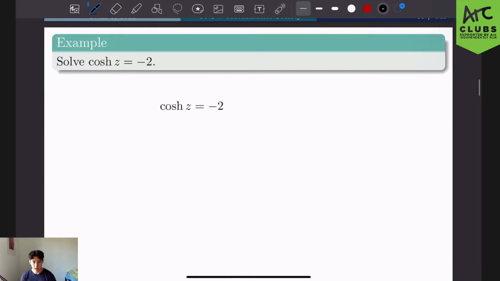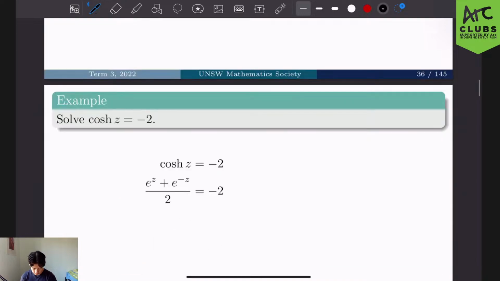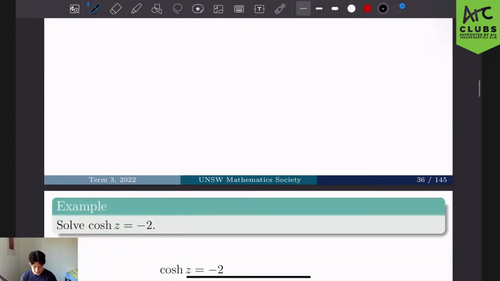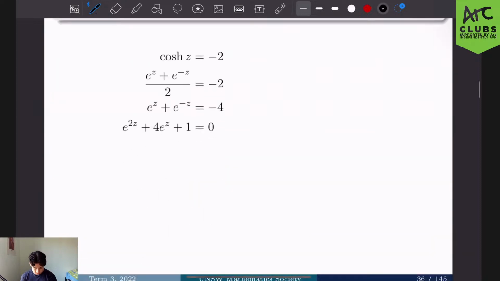Yep. Okay, so we've got an example here: solving cosh of z is equal to -2. This is going to be complex, because in the real case, cosh does not reach -2. First of all, we'll rewrite this in terms of the exponential form, and rearrange the equation to become a quadratic. Now we've got this quadratic here, and we can use the quadratic formula to solve for e to the z.